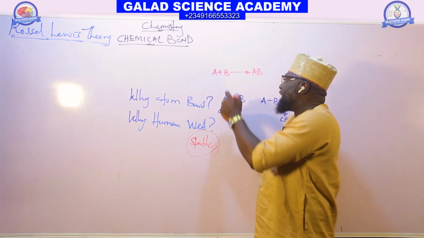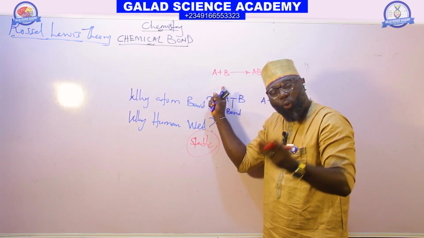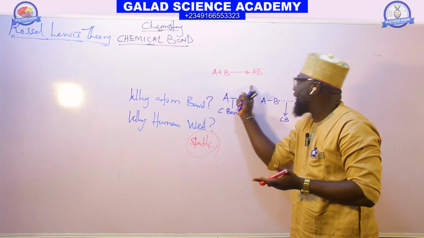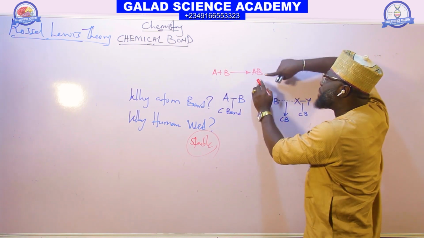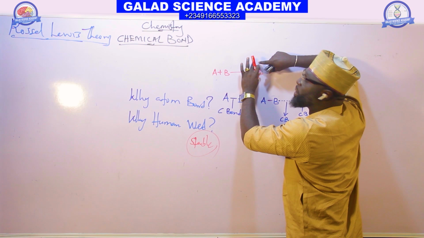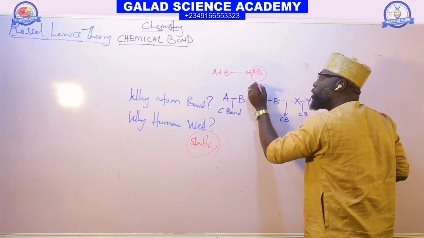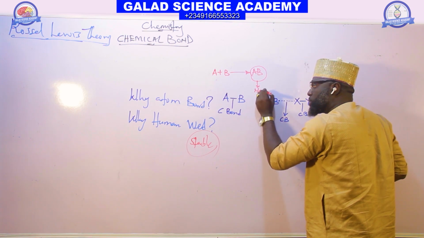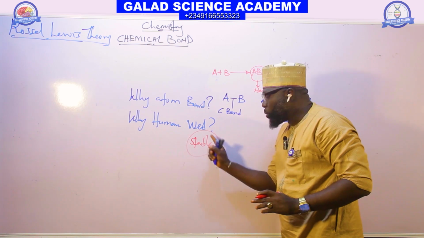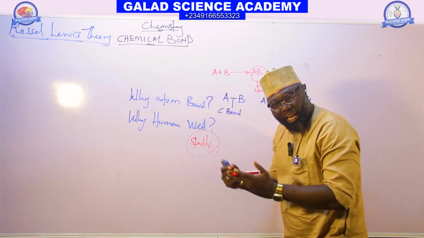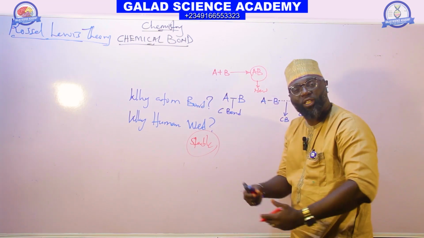So this A is unstable. This B is also unstable. Whenever the two of them combine together, they will give us an AB molecule. Both of them are stable, and they form a new product, AB. So it's the same thing in a woman. When the male and female engage together, they will reproduce to produce a new offspring.